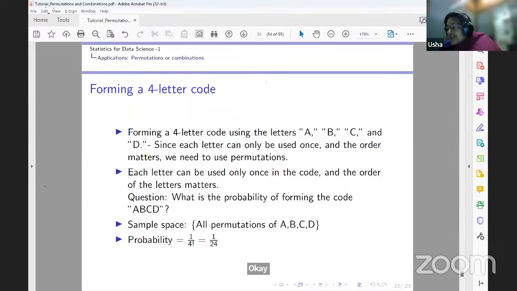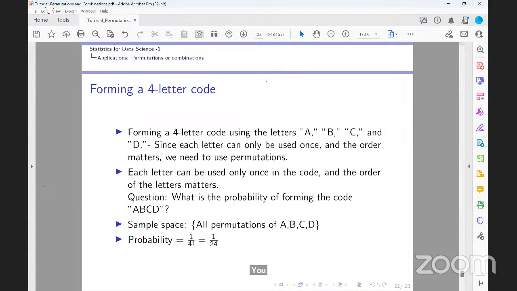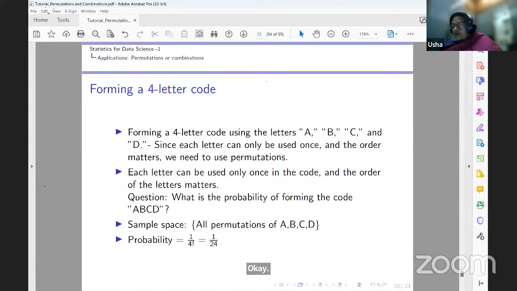Arranging students in a line for a race. Permutation. Right. Okay. Now let me look at a few more examples.